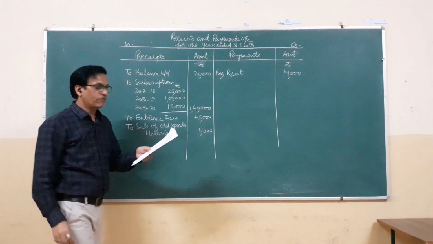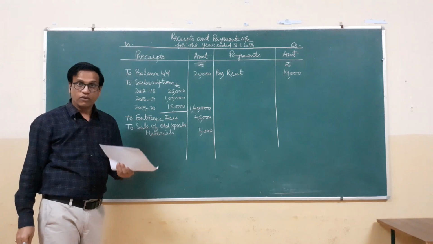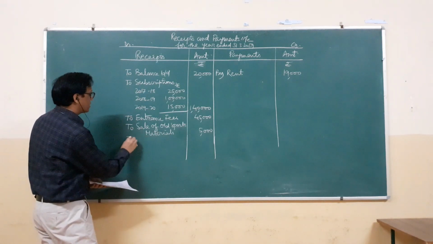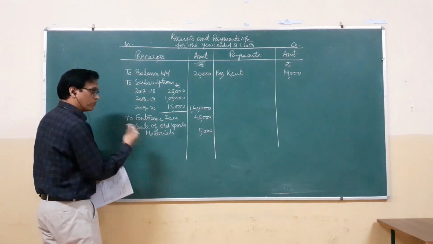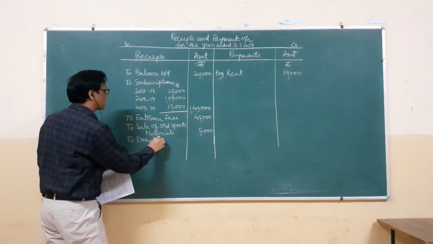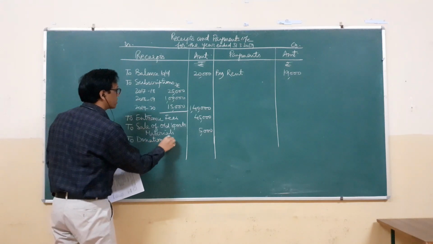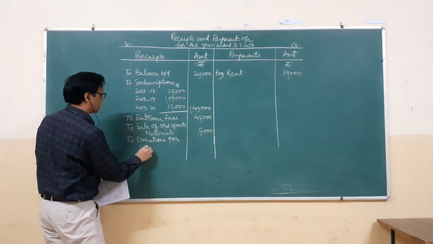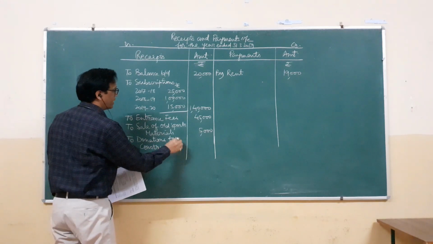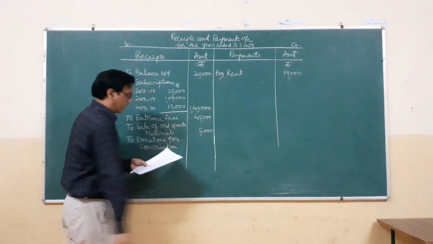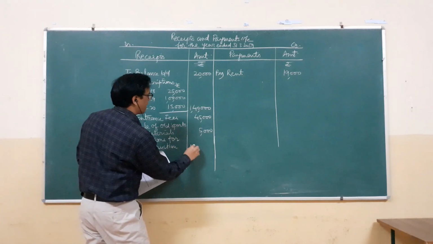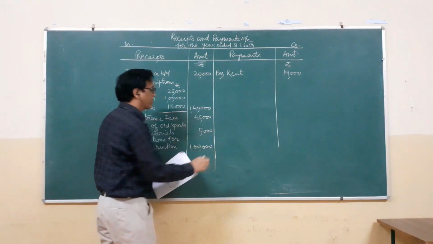Then donations received for construction. It is for construction of some building, you can say. So it is a specific donation being received, but we are receiving money. So we write here to donation for construction. We have to show it like specific donation, so that at the time of preparing income and expenditure account, it becomes clear. So it is 1 lakh. It is our capital receipt.